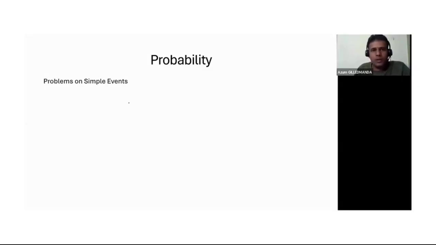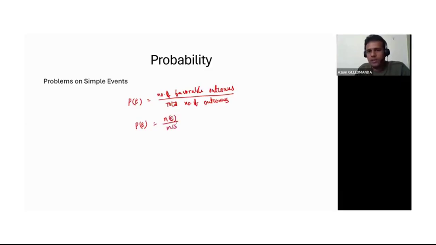So probability of an event E is number of favorable outcomes by total number of outcomes. So that's the formula for probability of E. Or in other terms, we can write this as P of E equal to N of E by N of S, where N of E is the number of times that favorable event can happen by total number of outcomes.